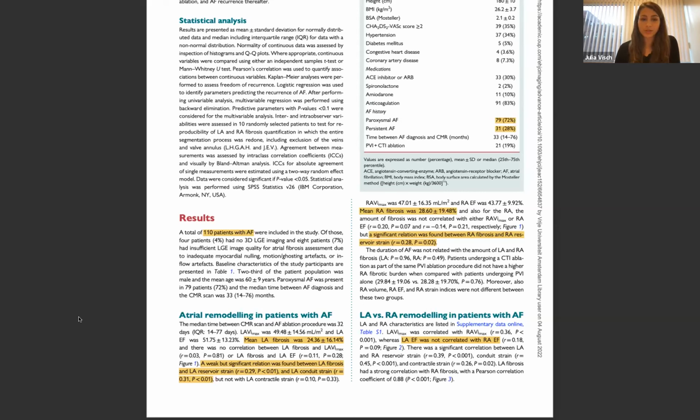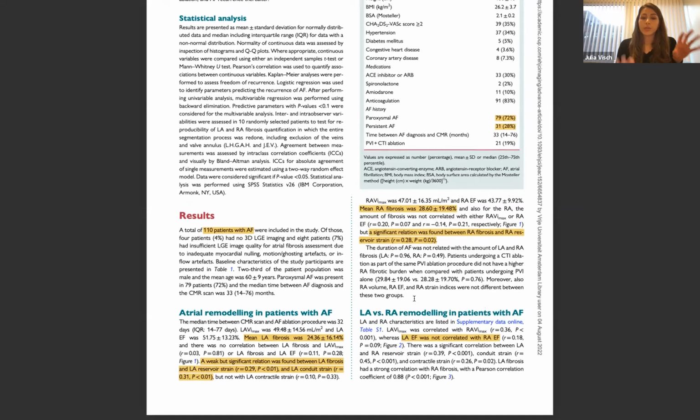Between left atrial fibrosis and other parameters of the left atrium, we didn't find any correlations with volume measurements. We did find a weak but significant correlation between left atrial fibrosis and left atrial reservoir strain and conduit strain, but not with contractile strain. When we looked at the right atrium, we found a mean fibrosis value of 28.6%. And again, only a significant correlation was found between right atrium fibrosis and right atrium reservoir strain.